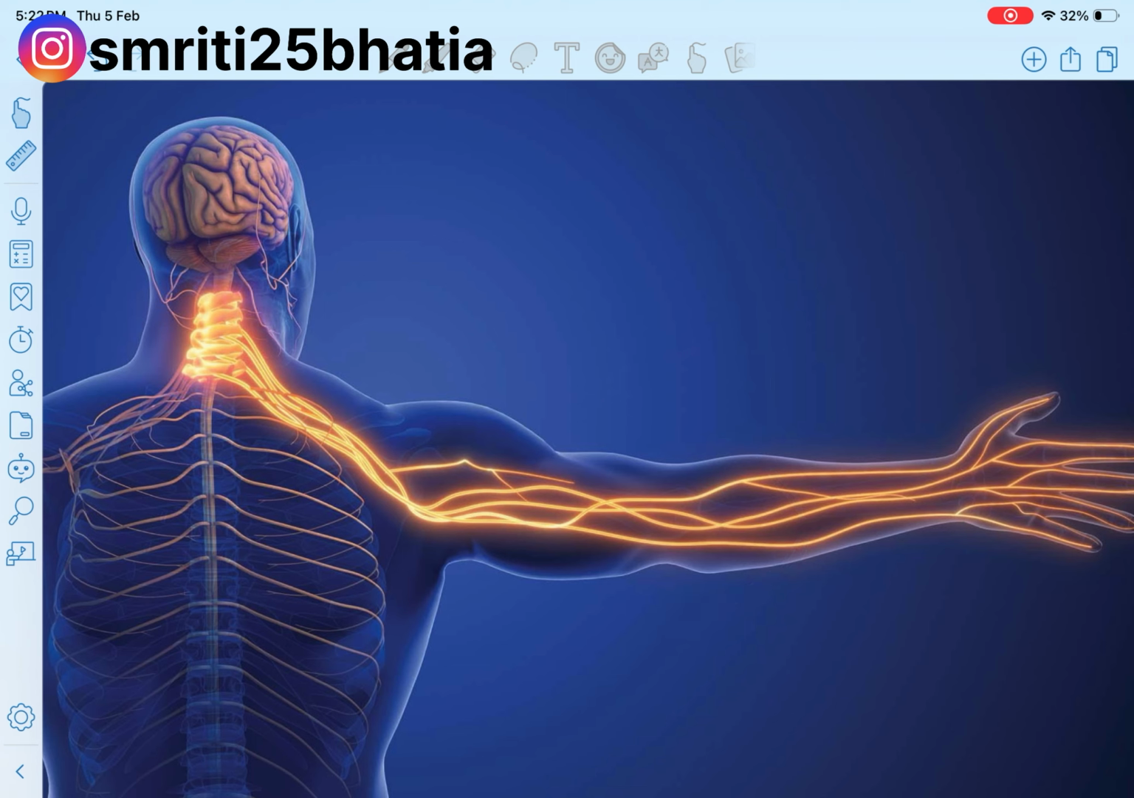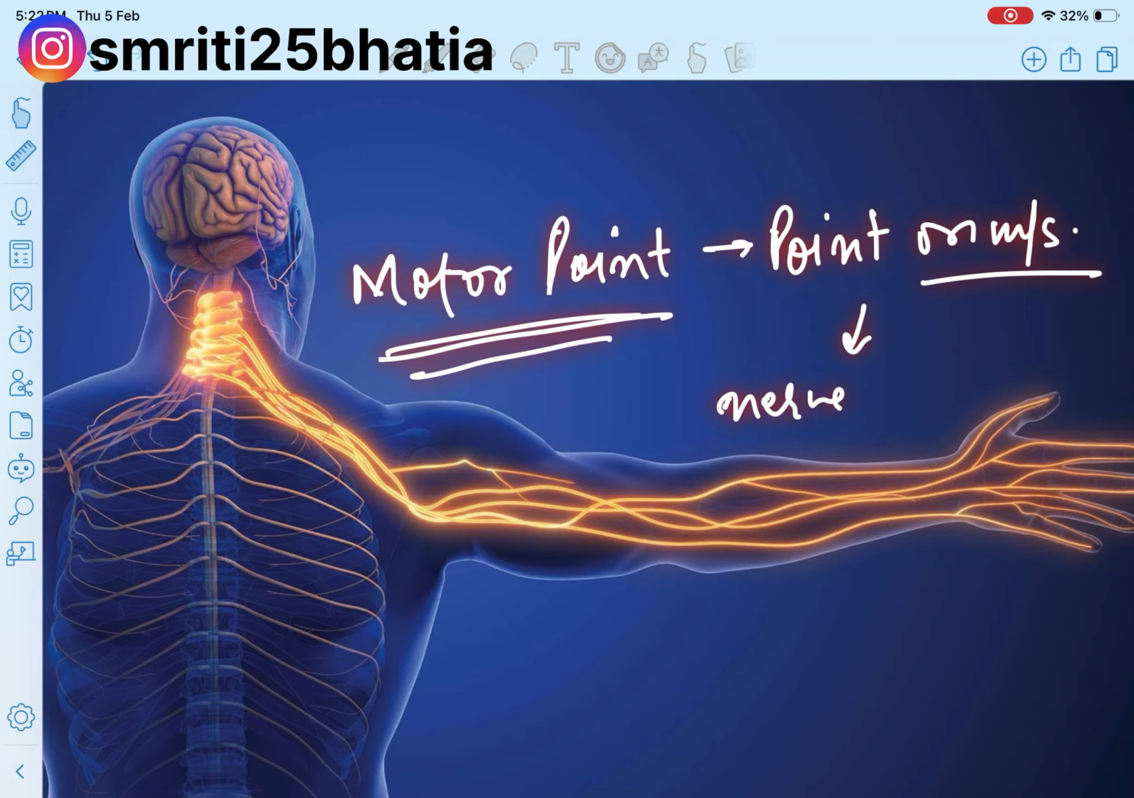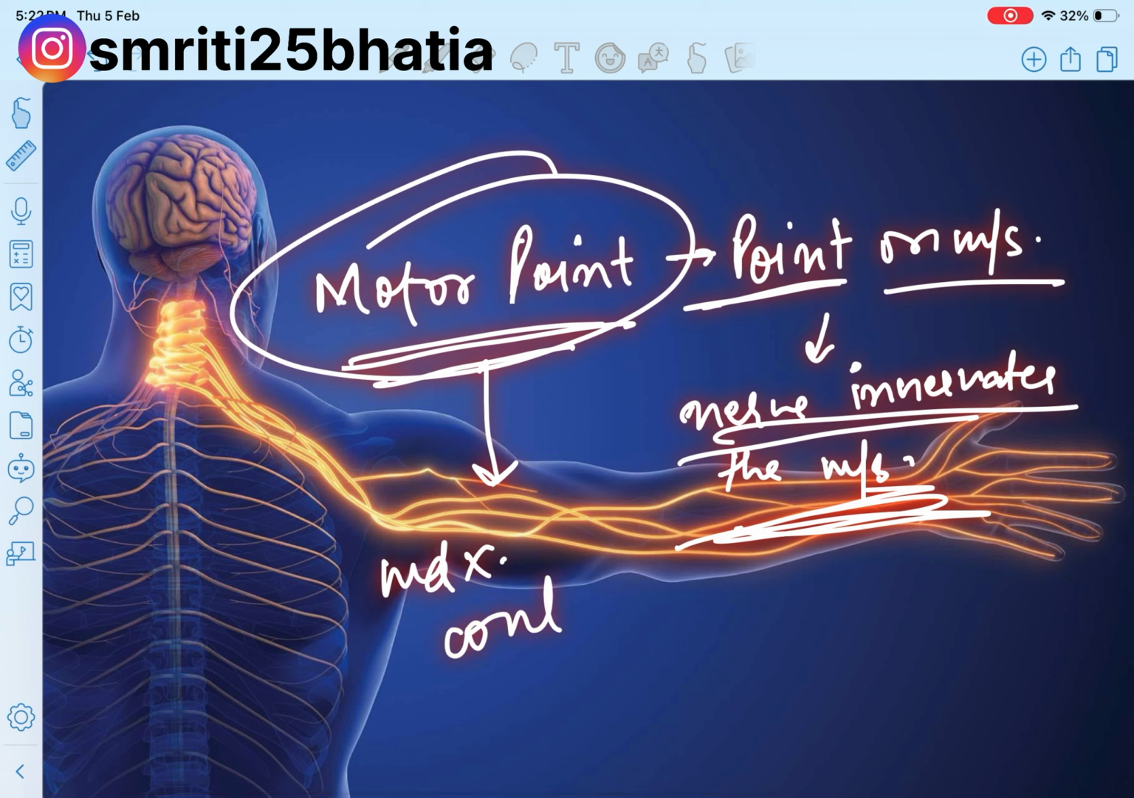One thing I want you all to know is that there is a motor point in each muscle. This motor point is the point on the muscle at which the nerve enters. The nerve innervates the muscle. So the motor point is the point at which the nerve innervates the muscle, and it has the maximum contractility if we stimulate it.